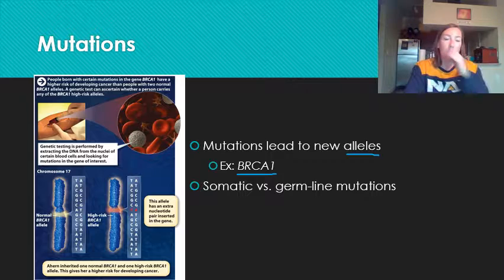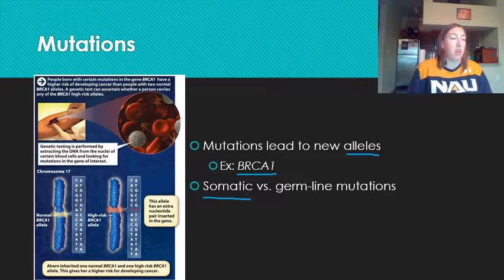And there are two types of mutations. You can have somatic mutations. These are mutations in a cell in your body. That's what somatic means, is body. And that's any cell except your gametes. Gametes are sperm and egg cells. If a mutation happens in a gamete, it's called a germline mutation, and it's spread down to your children. And that's a big, big problem. Those are inherited mutations.